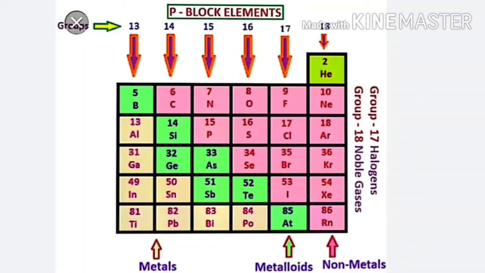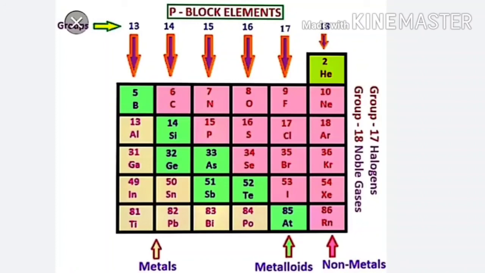In the oxides of halogens, the oxidation state of halogens varies from +1 to +7. Now acids of halogens: HFO, hypofluorous acid; HClO, hypochlorous acid; HBrO, hypobromous acid; HIO, that is hypoiodous acid; HClO2, that is chlorous acid; HClO3, that is chloric acid; HBrO3, bromic acid; HIO3 is iodic acid.